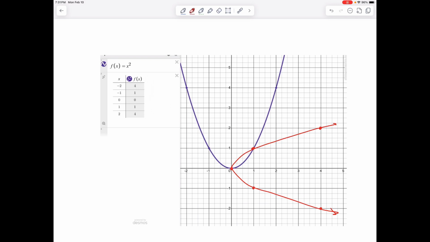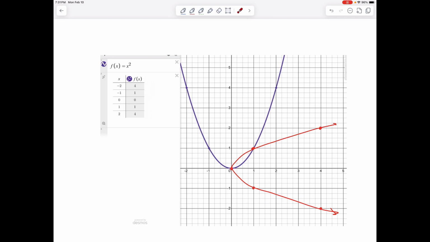But then that presents a problem. And what's the problem with that? Well, if it's supposed to be a function and we have a sideways parabola, it's not going to pass the vertical line test. And it can't be a function if it doesn't pass the vertical line test, because you can't pick an input and have two different outputs for that input. That's the problem with this graph.